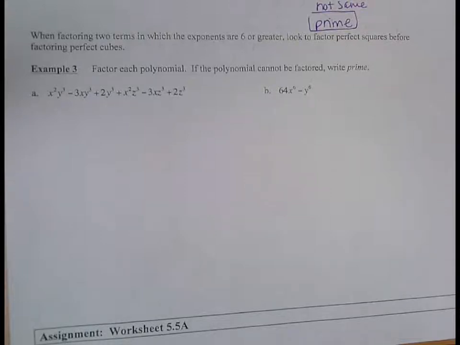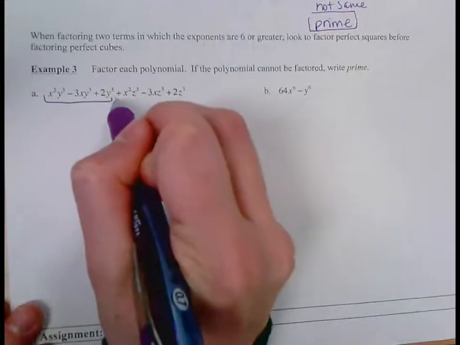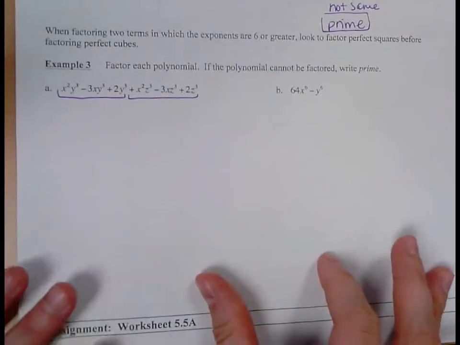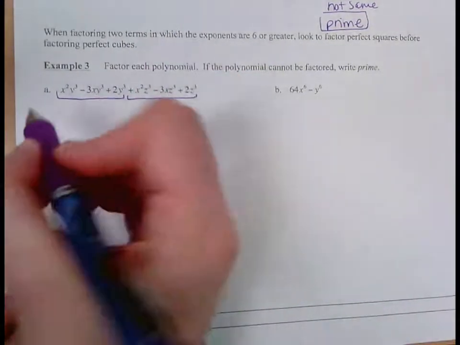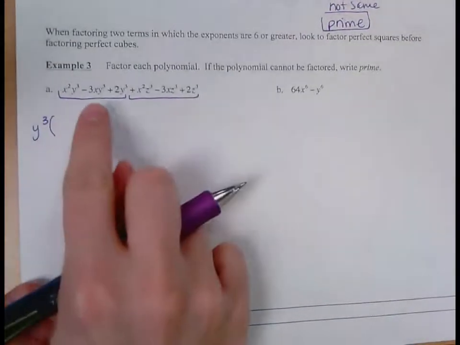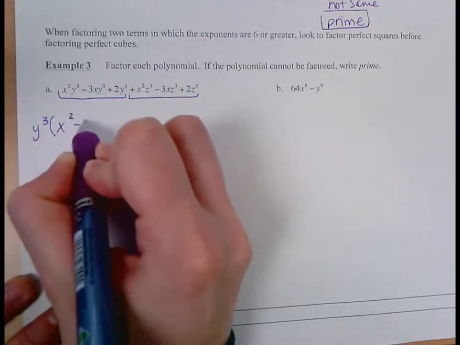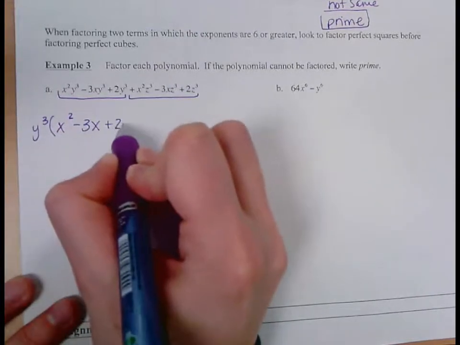For A, yes. Grouping, yes. We have 6 terms again. Now, let's see if we need to rearrange it. If you look at the first 3 terms the way it's written, do they have something in common? Yes, they do. So I'll leave it the way it is. What do the first 3 terms have in common? Y cubed. So if I factor that out of the first 3, I'm left with x squared minus 3x plus 2.